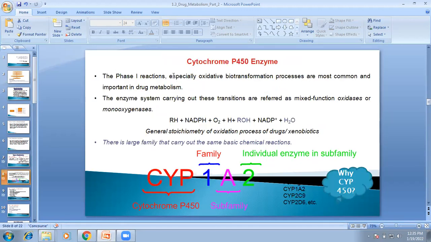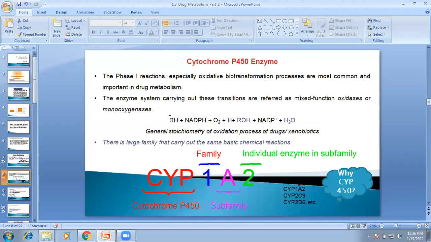Now, a special type of enzyme which plays its role in the phase 1 reaction is the cytochrome P450 enzyme. A very important enzyme which has its role in the phase 1 reaction. Now, already we have discussed what happens in the case of phase 1 reaction, especially oxidative biotransformation processes, which are most common and important in this type of drug metabolism. That's why we are going to discuss this enzyme.